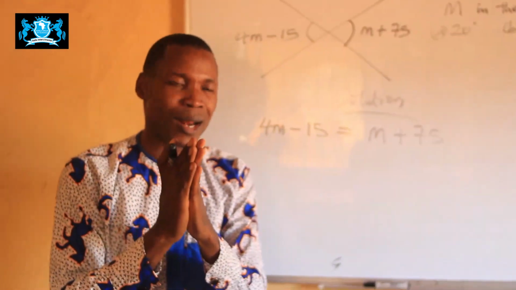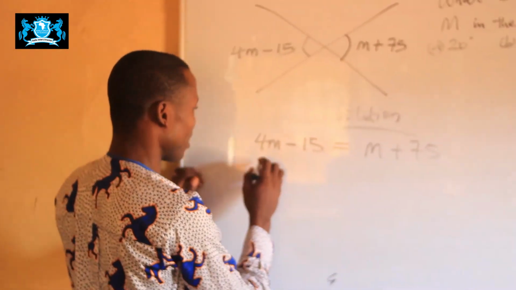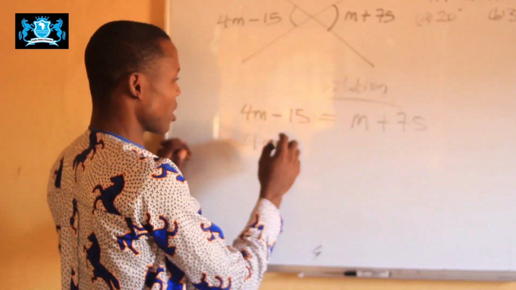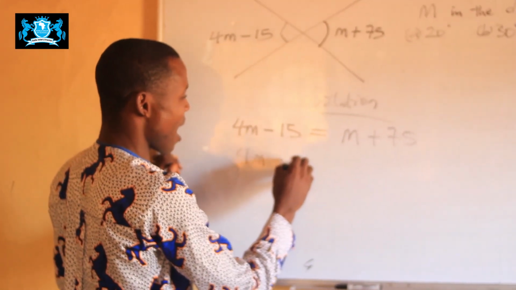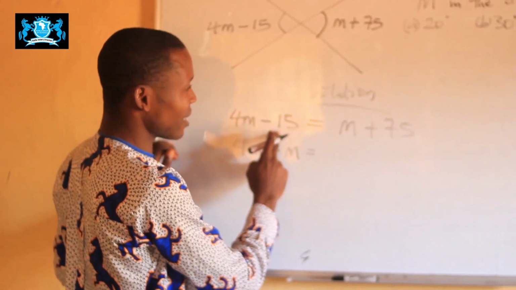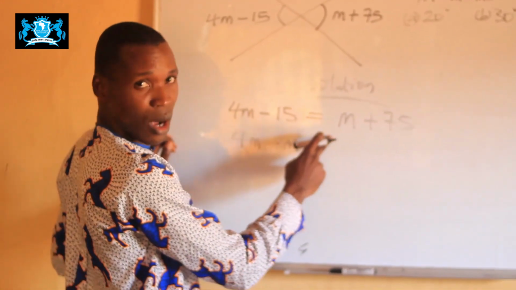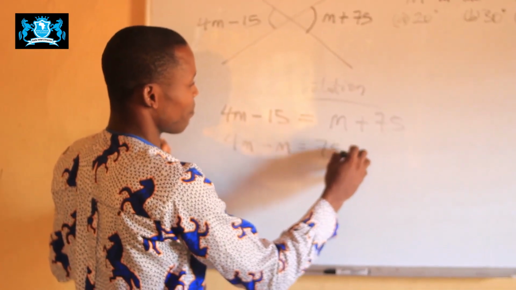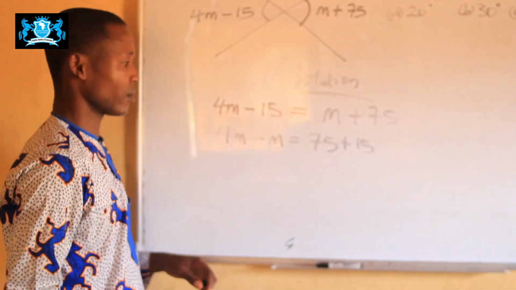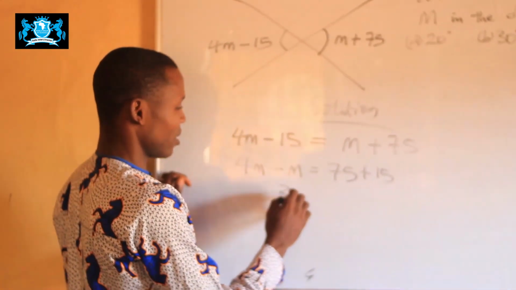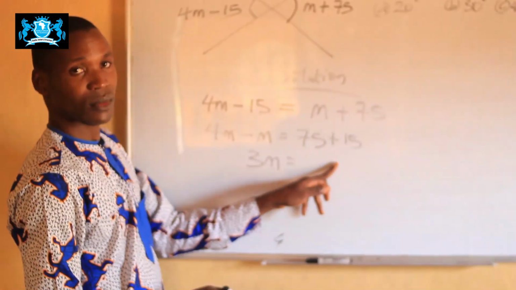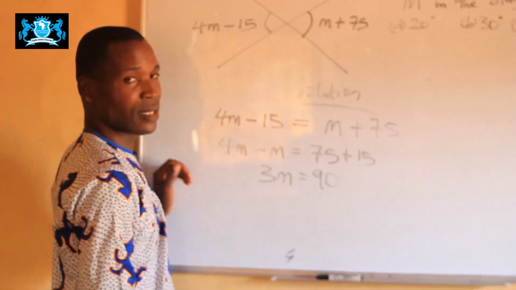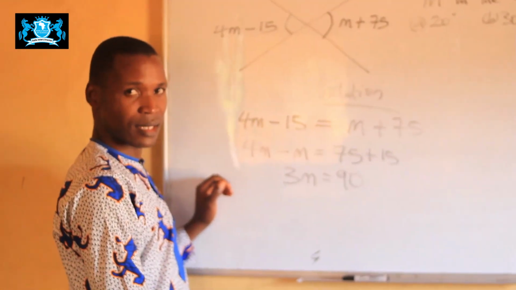What do we do? Collect your like terms. m will come over. 4m, m is positive, so when it crosses equality, it will change to minus m. Minus 15, when it crosses equality, becomes plus 15. So we now have 75 plus 15. 4m minus m will give you 3m equals 75 plus 15, which is 90.